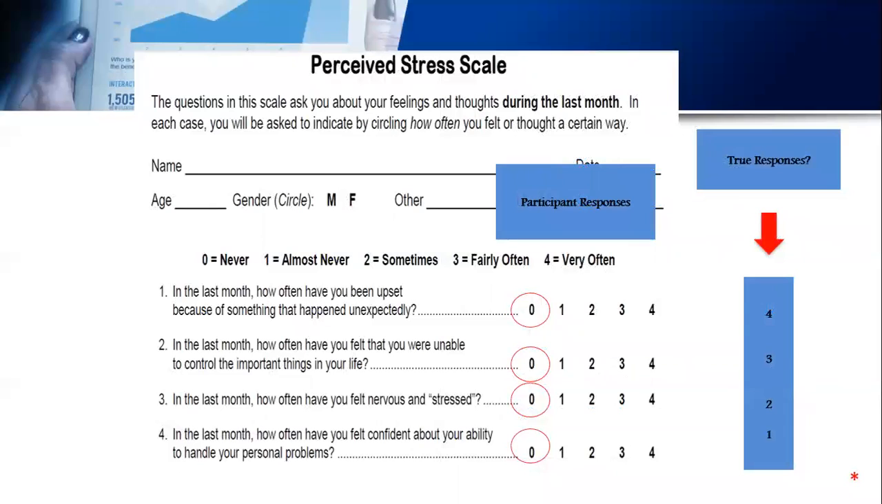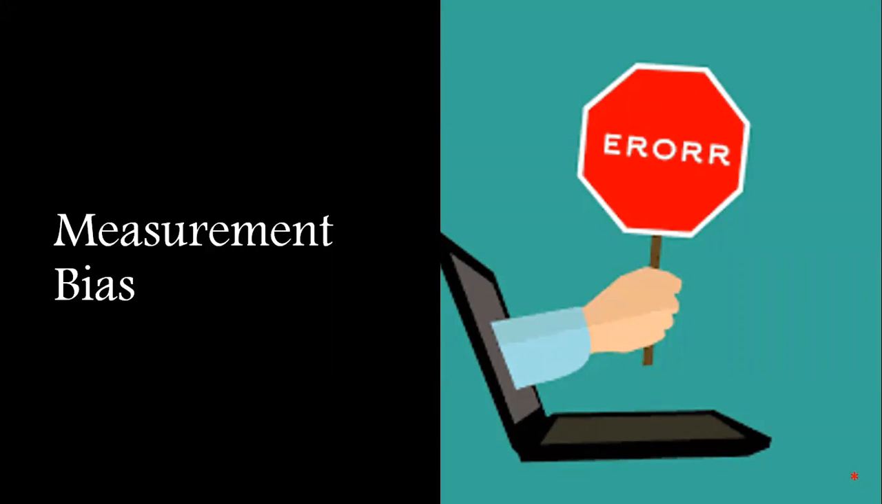Take this survey for an example. On the left-hand side are the participants' actual responses to the survey. But perhaps the respondent again was fatigued or distracted, or possibly even misunderstood some of the survey questions during the administration of the survey. And their true responses are actually the ones on the right if the survey were administered under different circumstances. This will be considered systematic error because it is patterned and therefore easy to detect. Now let's discuss measurement bias.